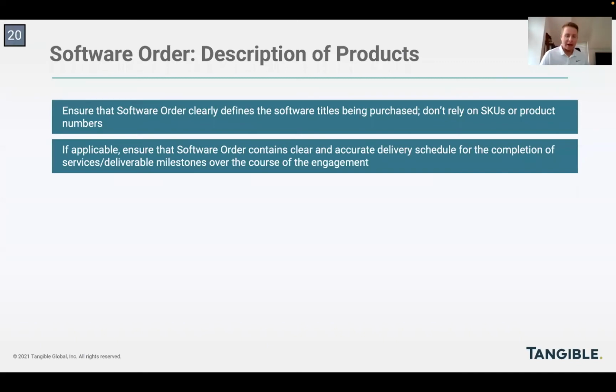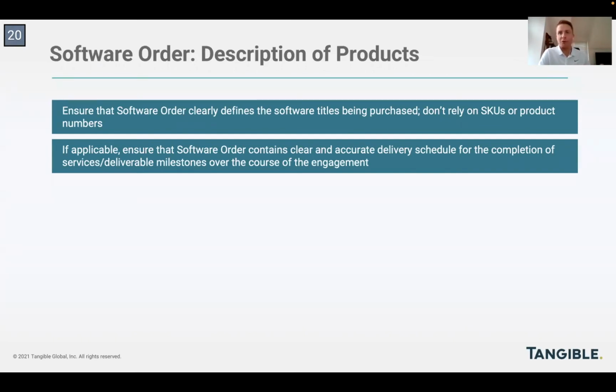So returning to that first rule of contracting, what are we buying and how much are we paying for it? It applies to software orders just as it did to work orders.